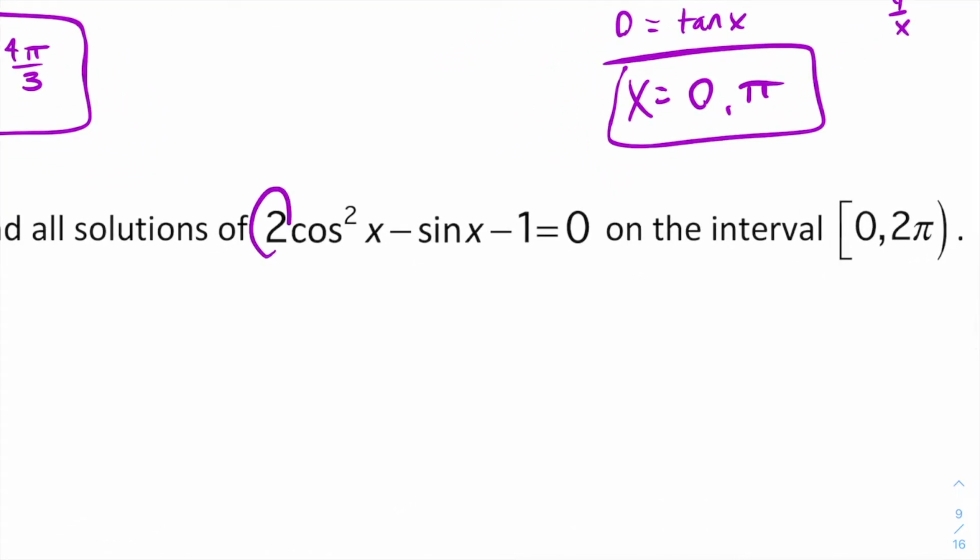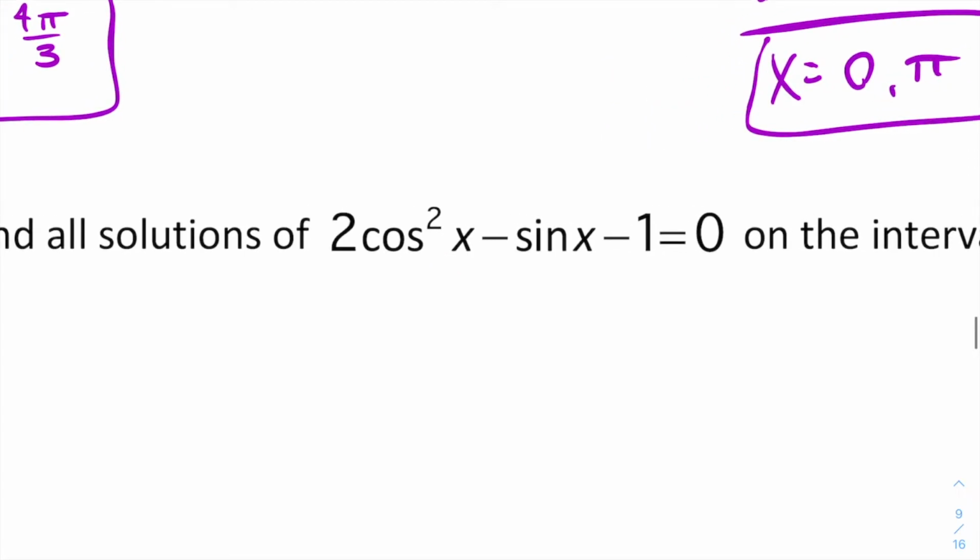Alright, so next one here, what makes this one kind of tricky here. So obviously you got the 2 out in front here. You're going to have to do some type of factoring, but then also you have mixed trig functions. So what we're going to need to do on this one is a Pythagorean identity right here. Cosine squared is the same thing as 1 minus sine squared. So that's going to be my first little thing right there.